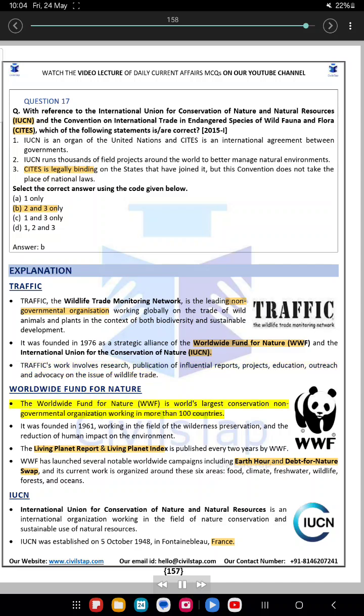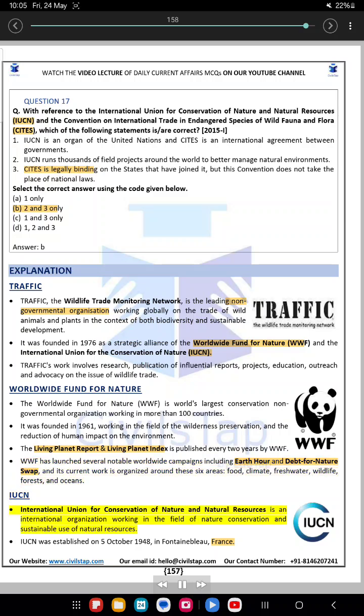Worldwide Fund for Nature. The Worldwide Fund for Nature (WWF) is the world's largest conservation non-governmental organization working in more than 100 countries. It was founded in 1961, working in the field of wilderness preservation and the reduction of human impact on the environment. The Living Planet Report and Living Planet Index is published every 2 years by WWF. WWF has launched several notable worldwide campaigns including Earth Hour and Debt for Nature Swap, and its current work is organized around these 6 areas: food, climate, freshwater, wildlife, forests, and oceans.